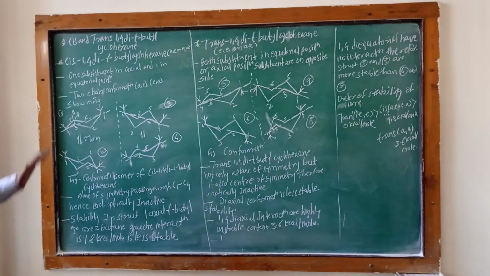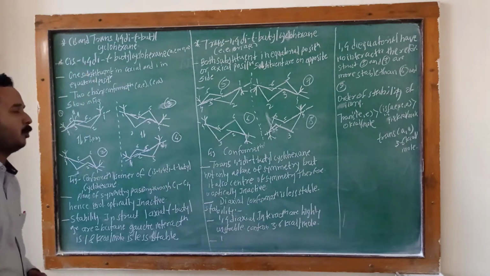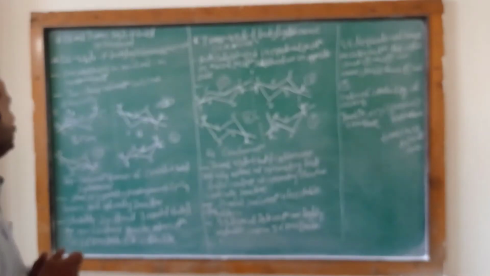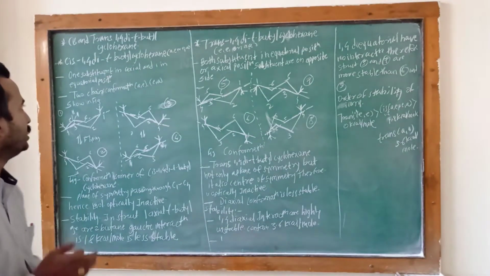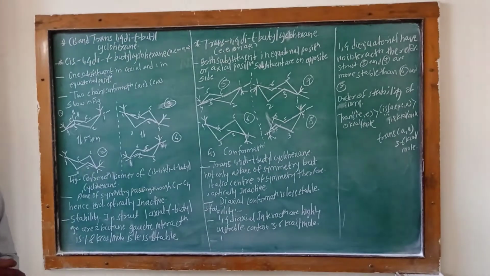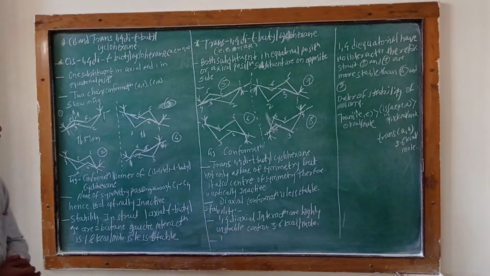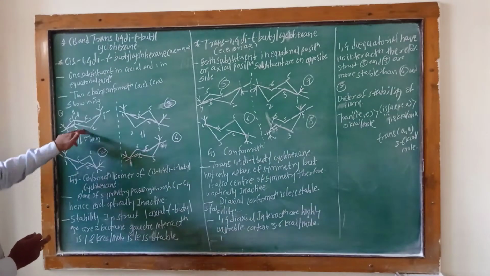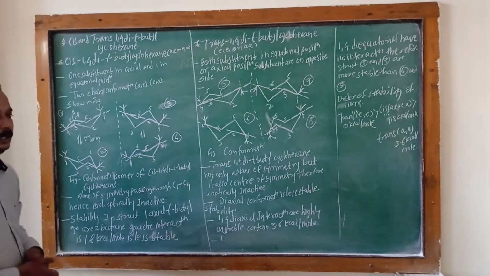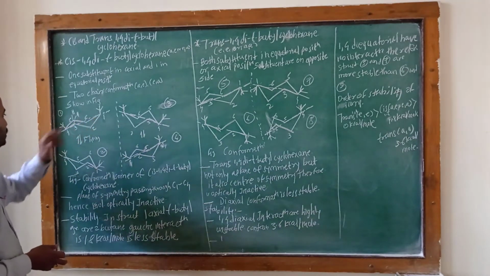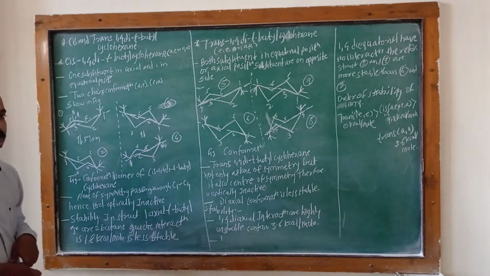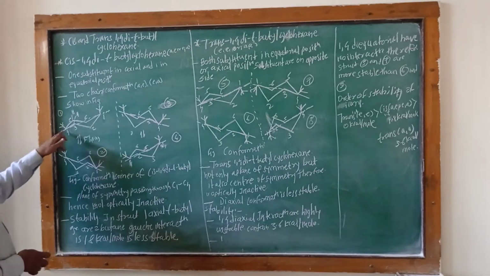Therefore, this cis 1,4-ditertiary butyl cyclohexane is less stable than the trans 1,4-ditertiary butyl cyclohexane, equatorial. This is all about the conformation and justification of cis 1,4-ditertiary butyl cyclohexane, axial equatorial or equatorial axial.